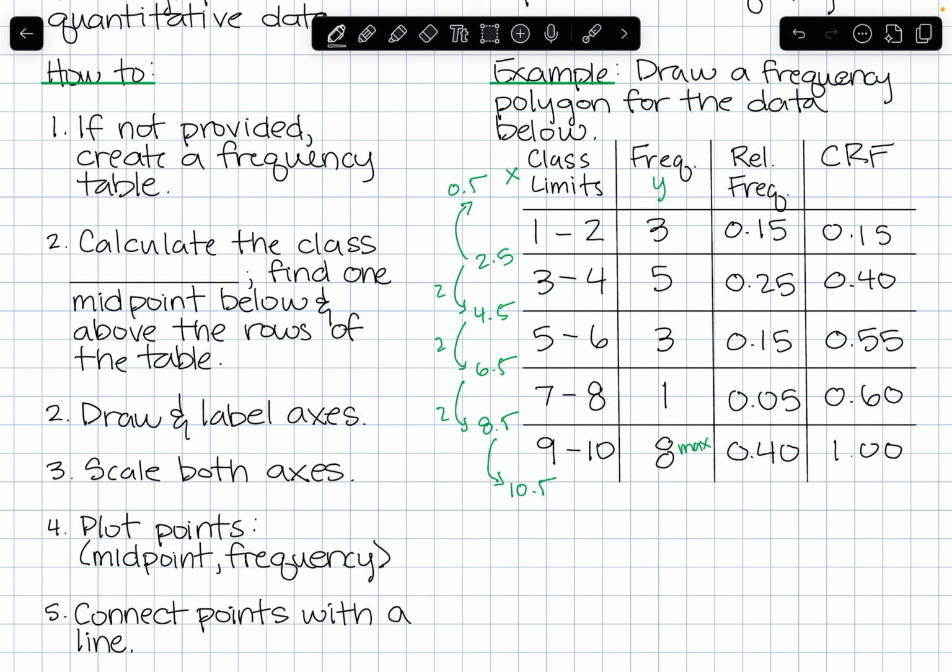And then it says, calculate the class midpoints. You will need a midpoint that is one below the last row in your table. So I'll need a midpoint for the class that doesn't exist down here, and I'll need one for the class that doesn't exist up here. And that has to do with the shape that we want our graph to take, and we'll take a look at that in a minute. So let's erase our side notes from our last example and add some information about midpoints here.